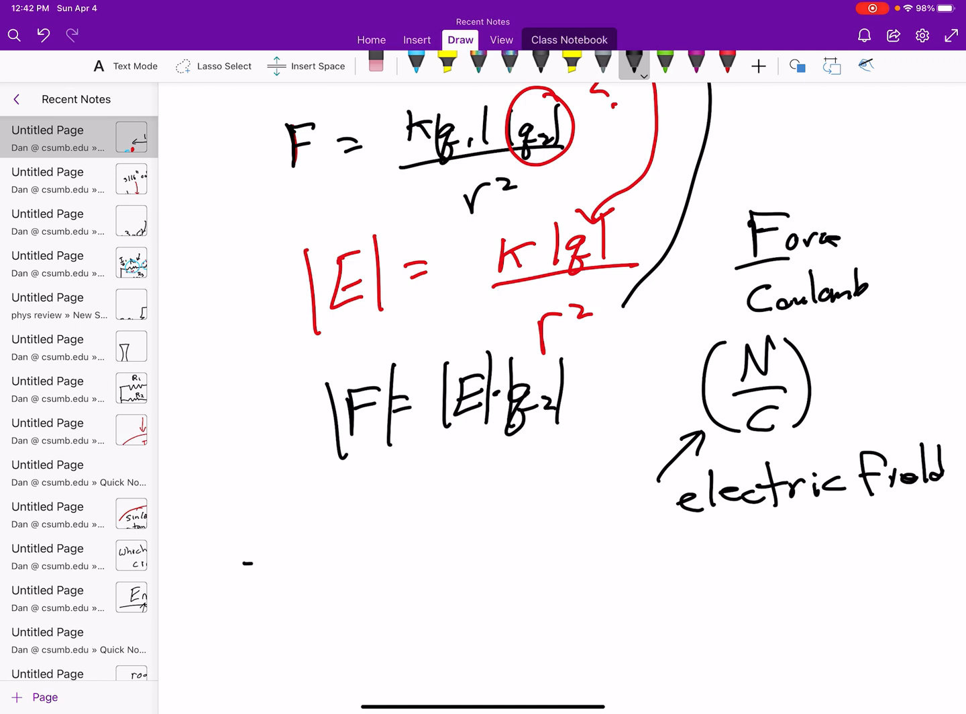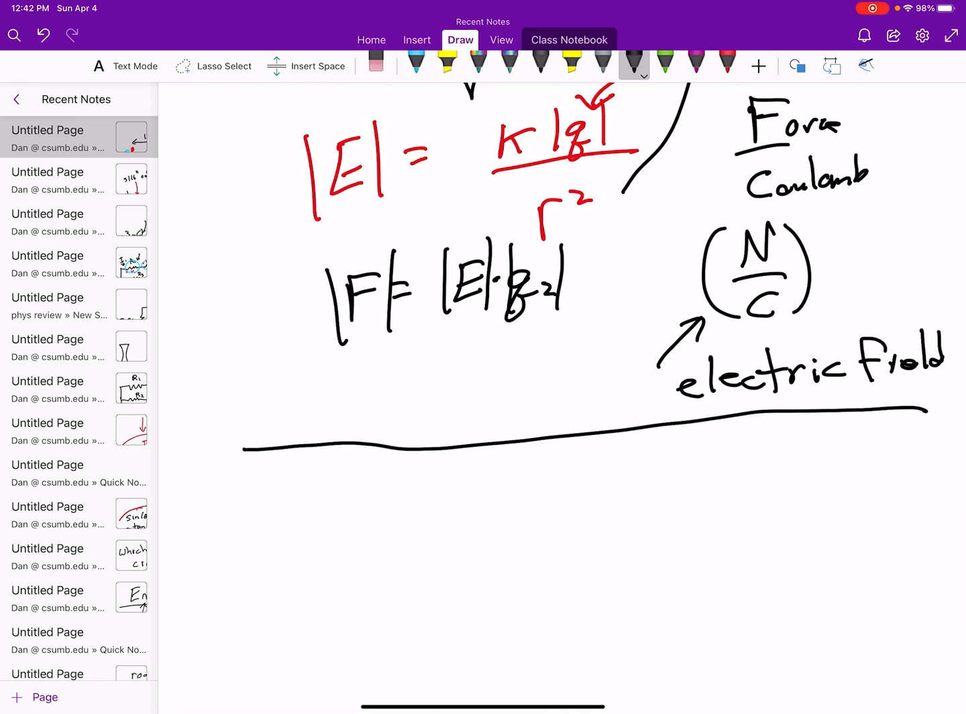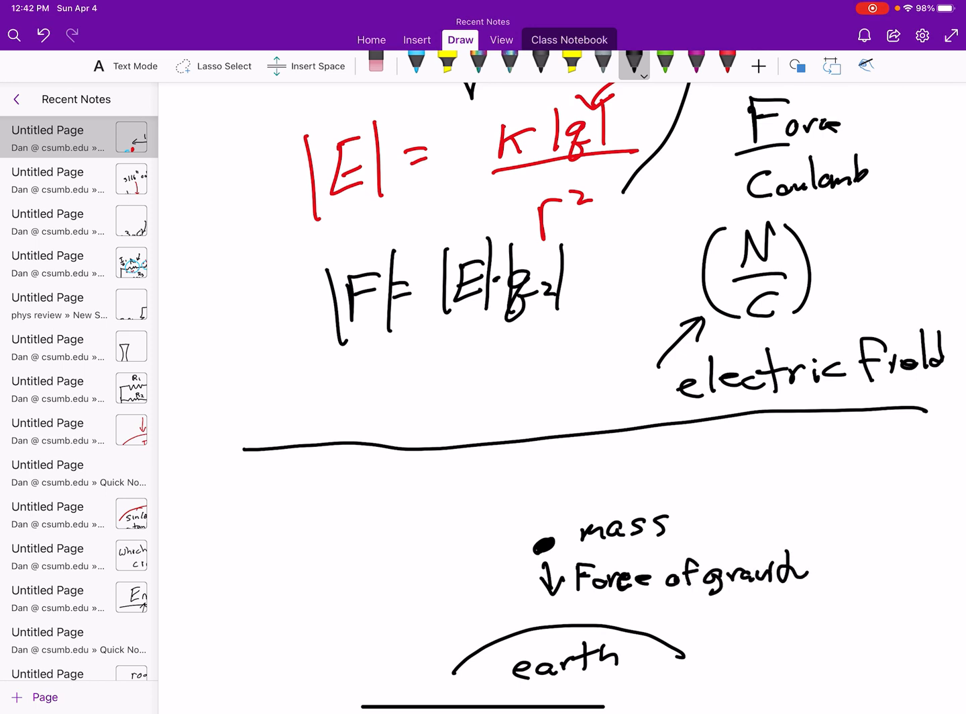And if this seems rather abstract to you, it is a little bit, because the electric field isn't something you can see, but relate it to the gravitational field. This is the Earth. The Earth has a gravitational field. You've heard that concept before, which means that if you put a mass anywhere on or above the Earth, that mass is going to experience a force that's equal to the force of gravity, which is its weight, if you want.